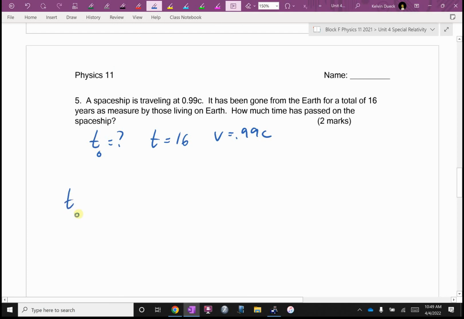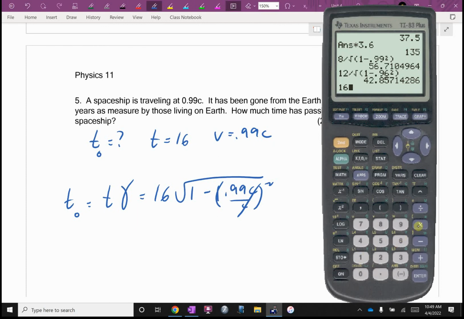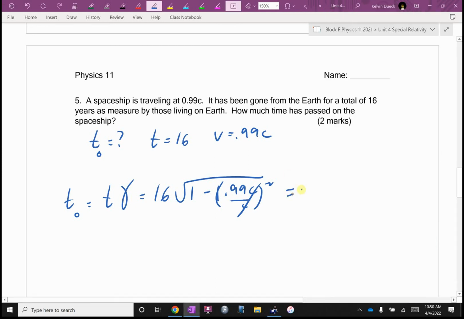I guess t0 is going to be t times that square root function. It's going to be 16 times the square root of 1 minus 0.99c over c all squared. Do you see? It's going to be 16 times the square root bracket 1 minus 0.99 squared, close off bracket. Did y'all get 2.26? 16 years on Earth, only 2.26 years on board the spaceship. 1 mark, half mark, half mark.